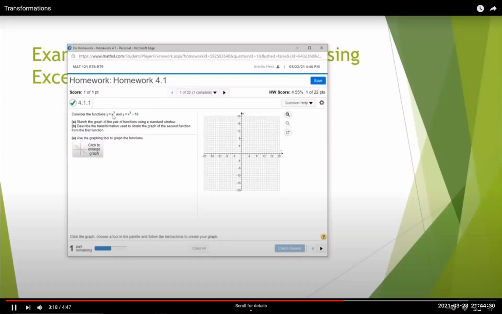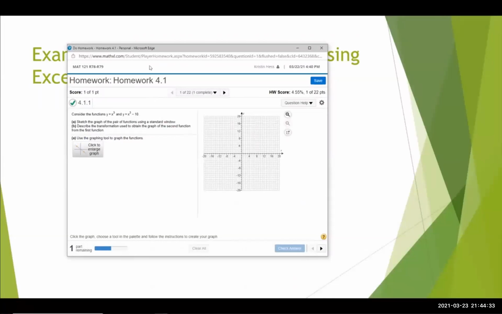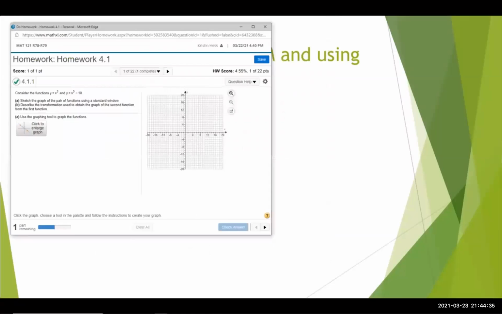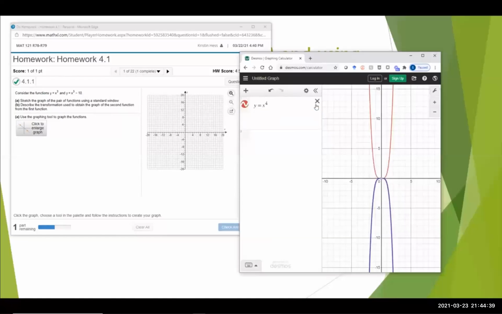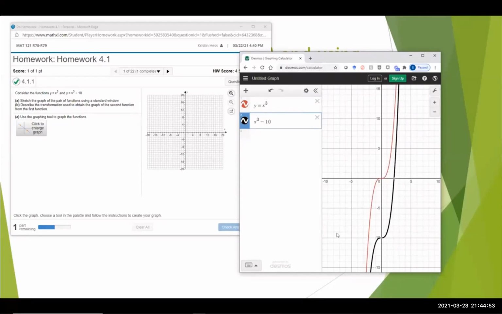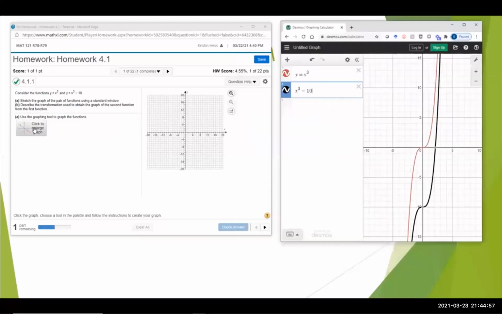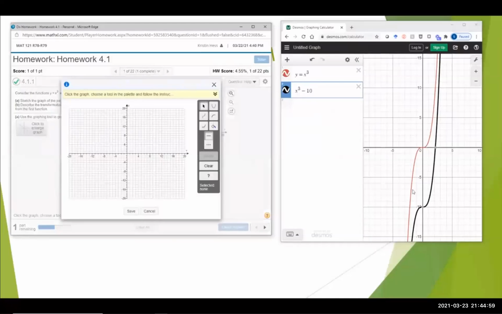And now we're going to show you how to use that in Pearson's. So here's Pearson's, and in this problem specifically, we need to graph it. I'm going to open up Desmos in one window and Pearson's in the other, and I'm going to put in the 2 graphs that we need to graph just so that I know what they look like. So there's our x to the third, and there's our x to the third minus 10. As we talked about before, that minus 10 is moving that whole graph down. When I click on it, it pops up a window to make the graph.